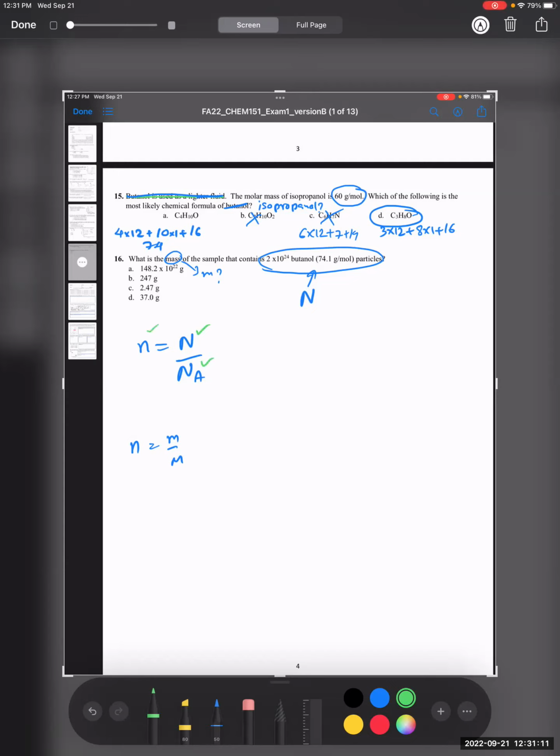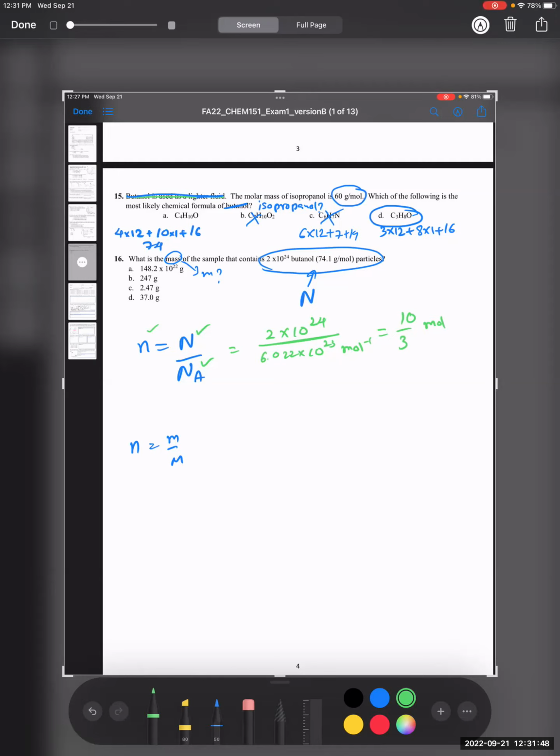So let's do that really quickly. So this should be 2 times 10 to the power of 24 divided by the Avogadro's number, which is 6.022 times 10 to the power of 23 per mole. When you do that, you're going to get something like 2 divided by 6 is 1/3. And then 10 to the power of 24 divided by 10 to the power of 23 is 10. So 10 divided by 3 mole of butanol.